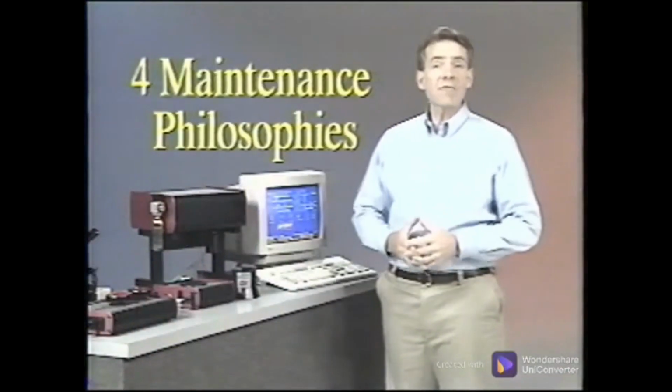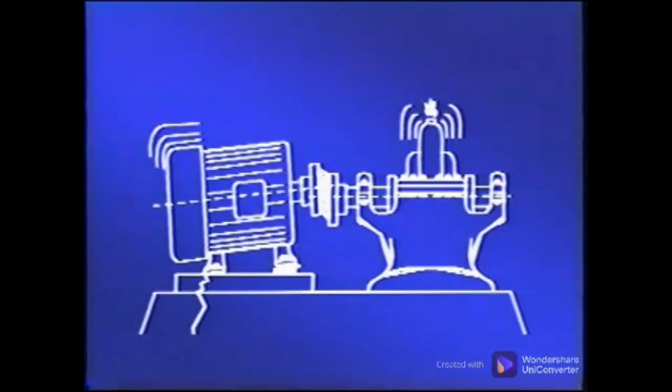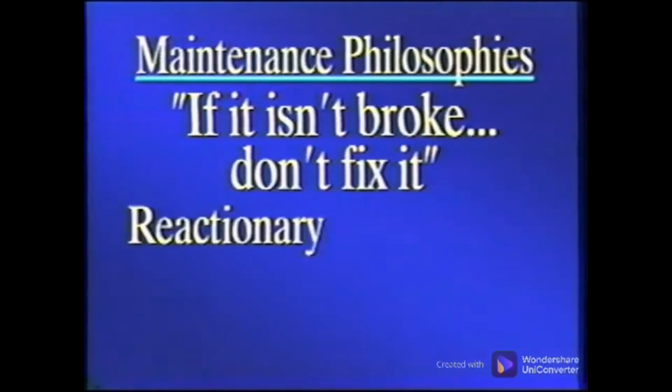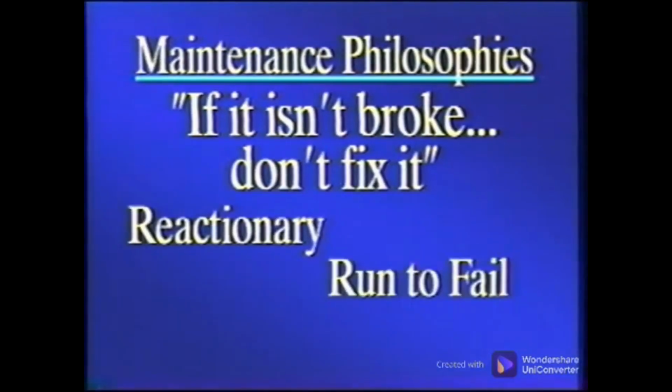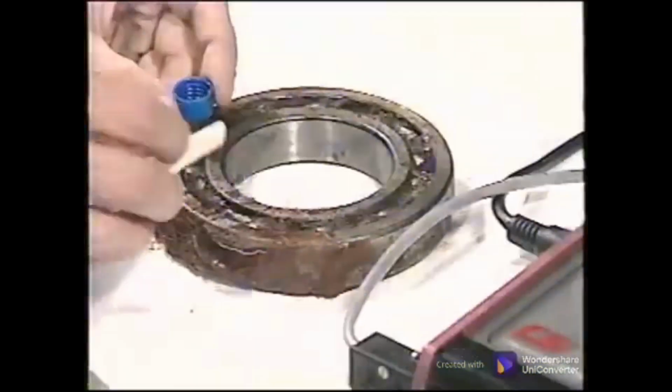There are 4 basic philosophies of maintenance, and we can compare them using a typical example. If a machine is misaligned, excessive force is applied to the bearings, which will cause them to fail prematurely. One maintenance philosophy approaches this situation with a "if it isn't broke, don't fix it" attitude. This is reactionary or run-to-fail maintenance, which is often referred to as hysterical maintenance. When the machine fails, it is usually catastrophic and will then be fixed.